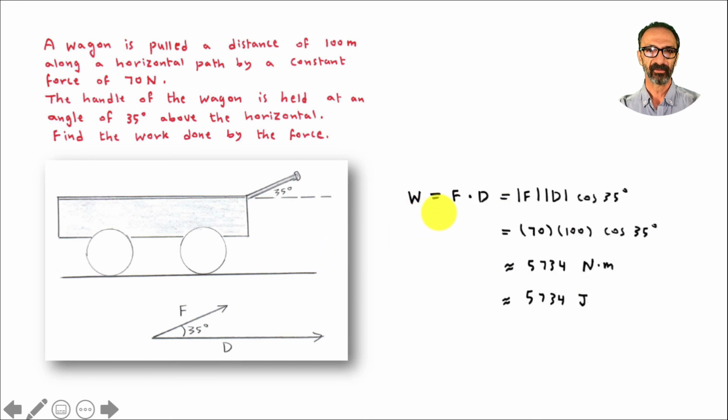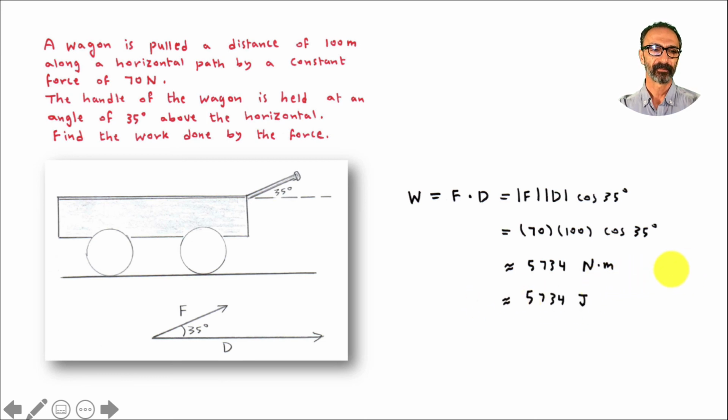W equals F dot D. So you're going to go magnitude of F times magnitude of D times cosine 35. The magnitude of F is 70. The magnitude of D is 100. Cosine 35 with a calculator. We get 5734 Nm, newton meters, or joules.